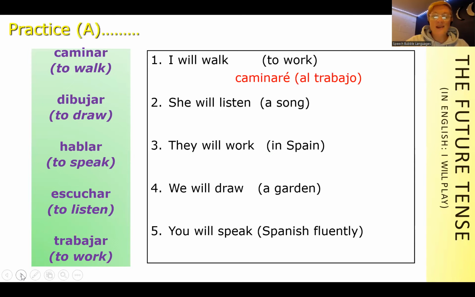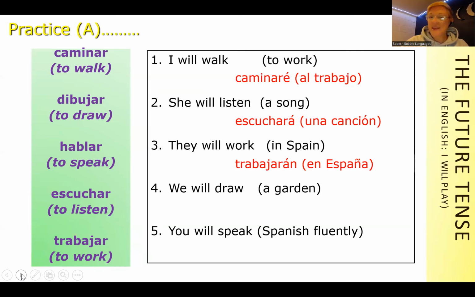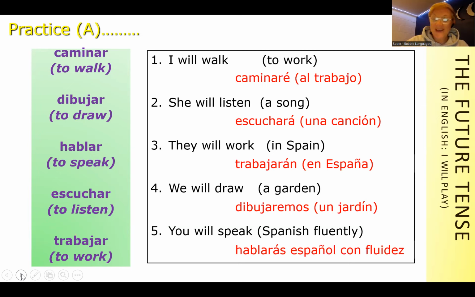I will walk to work. Caminaré al trabajo. She will listen to a song. In Spanish, we don't say listen to the song. Escuchará una canción. They will work in Spain. Trabajarán en España. We will draw a garden. Dibujaremos un jardín. You will speak Spanish fluently. Hablarás español con fluidez.